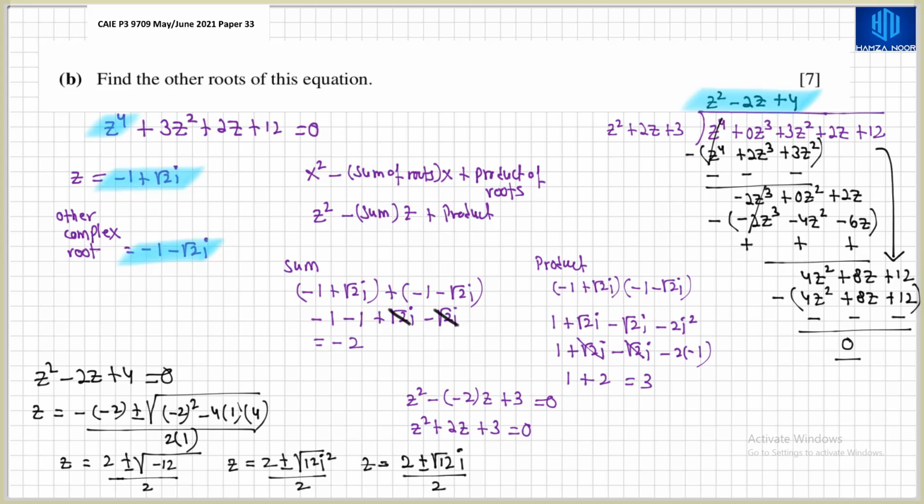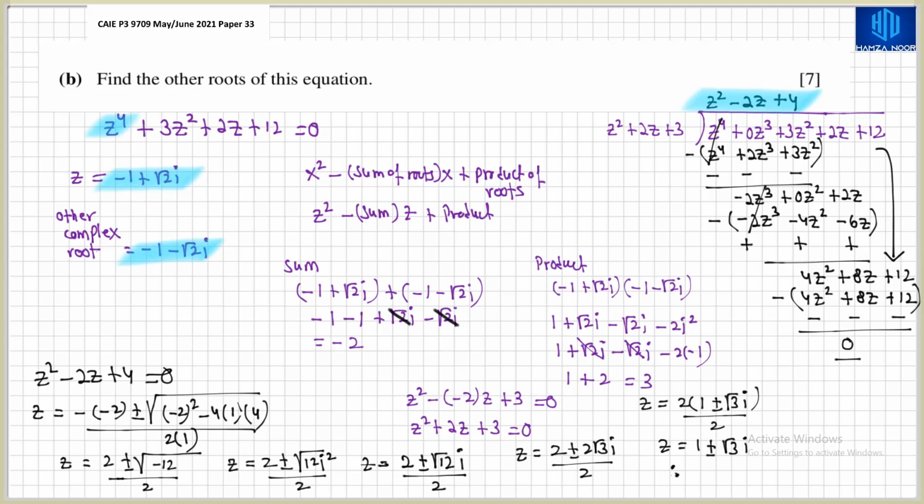So under root 12 is exactly equal to 2 root 3. So z is equal to 2 plus minus 2 root 3i divided by 2. So now we can factor out 2. We can take 2 as common. So z is equal to taking 2 as common multiplied by 1 plus minus root 3i completely divided by 2. Therefore, z is equal to 1 plus minus root 3i.